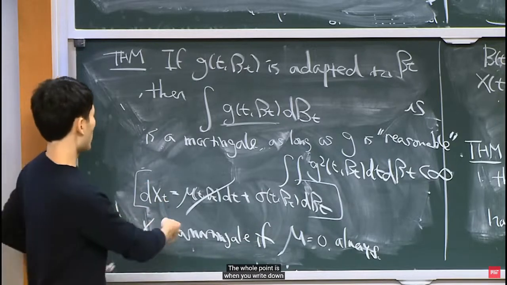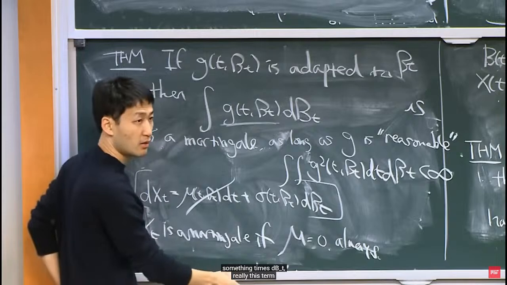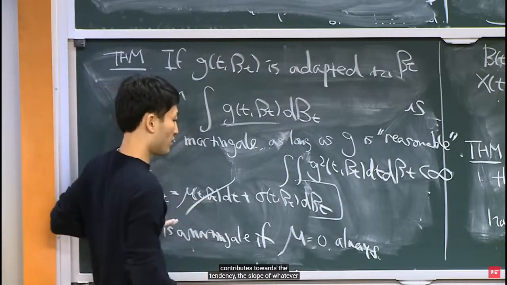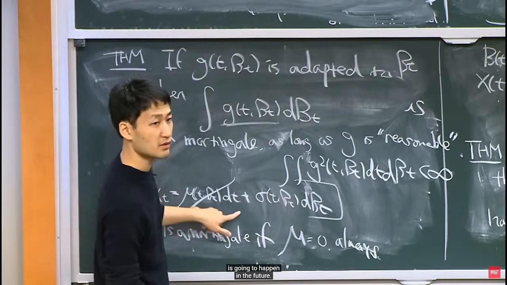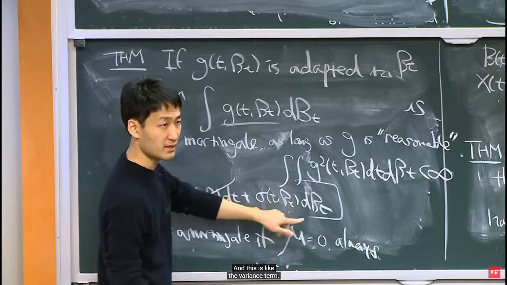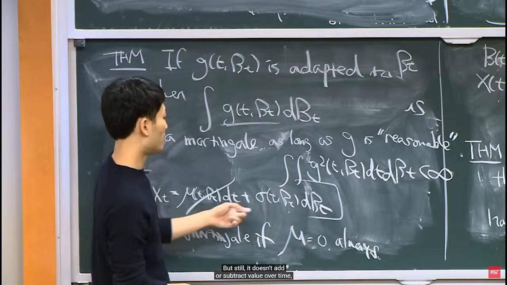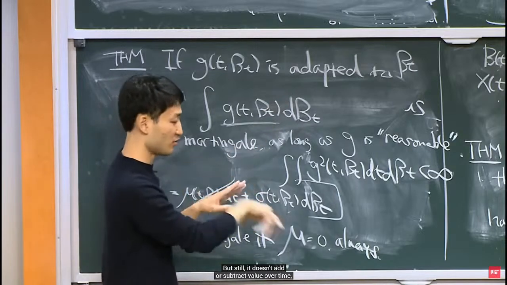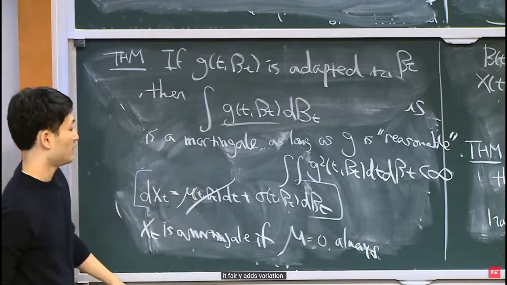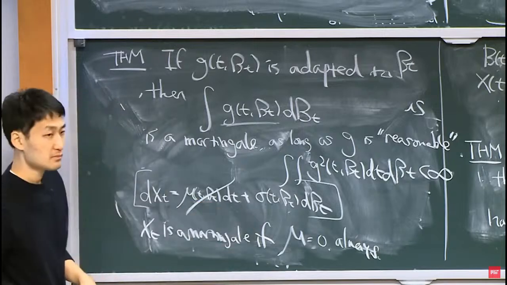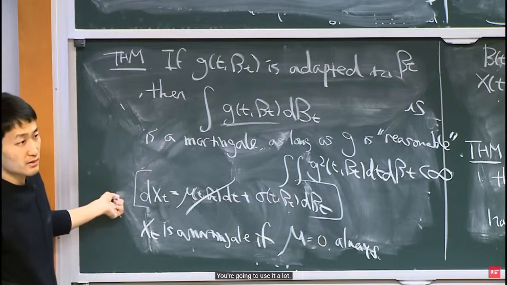The whole point is, when you write down a stochastic process in terms of something times dt, something times dBt, really, this term contributes towards the tendency, like the slope of whatever is going to happen in the future. And this is like the variance term. It adds some variance to your stochastic process, but still, it doesn't add or subtract value over time. It really just adds variation. So remember that. That's a very important fact. You're going to use it a lot.